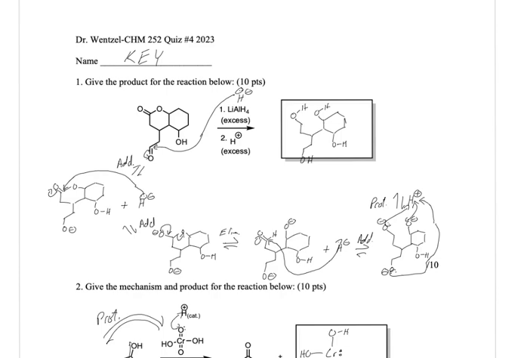All right, quiz 4, key, going through these problems. So the first one is lithium aluminum hydride, which is a really reactive H- source, hydride source.